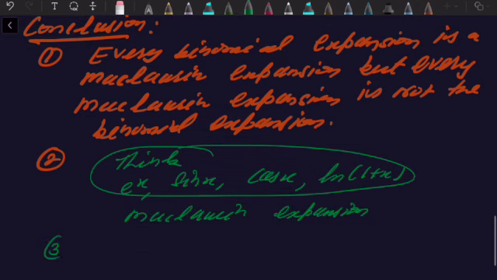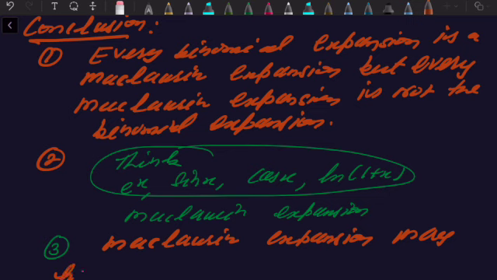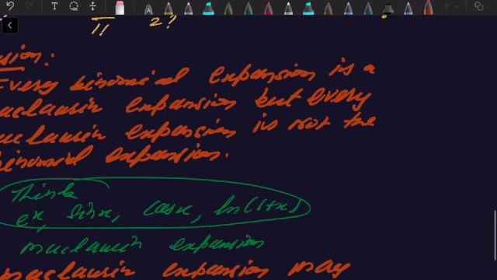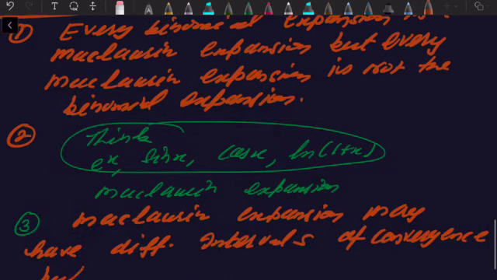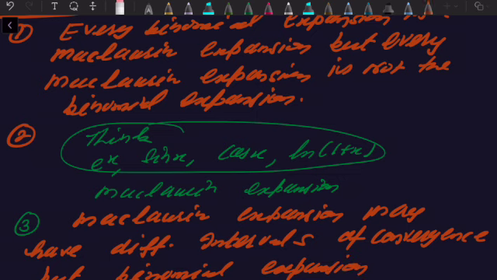Another important point, Maclaurin series or expansion may have different intervals of convergence, but binomial expansion have a condition that magnitude of x should be less than 1.